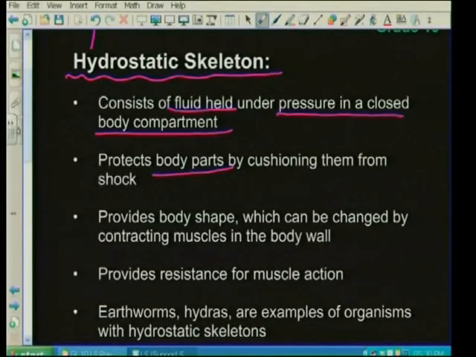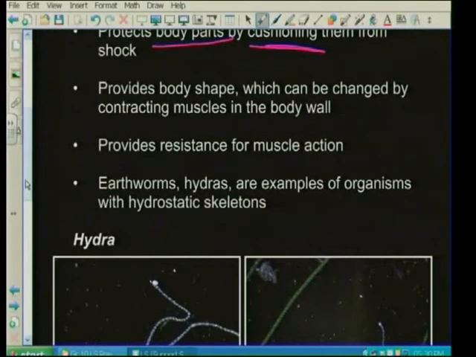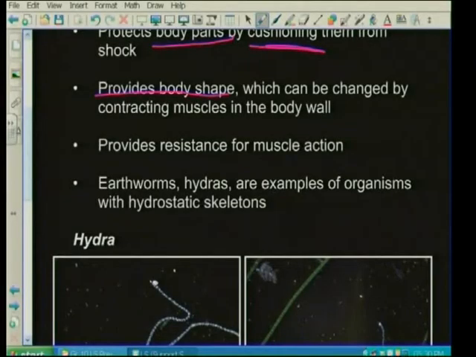What does it do? It protects the body parts by cushioning them, acting as a shock absorber. Obviously, because of the fluid nature and because these organisms do not have a bony structure, the hydrostatic skeleton will provide shape. And this shape can be changed by contracting muscles in the body wall of an organism. It also provides resistance for muscles to act on.